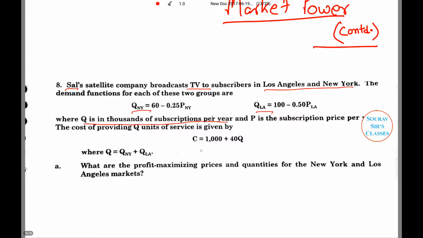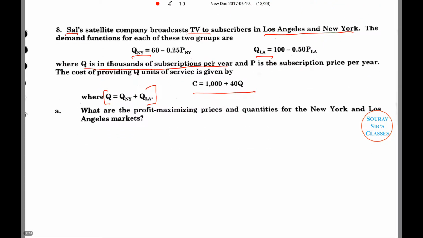We are also given the cost incurred per unit of service, that is C equals 1000 plus 40Q, and we are also given Q equals Q New York plus Q Los Angeles. We need to find out what the profit maximizing prices and quantities are for the New York and Los Angeles markets.